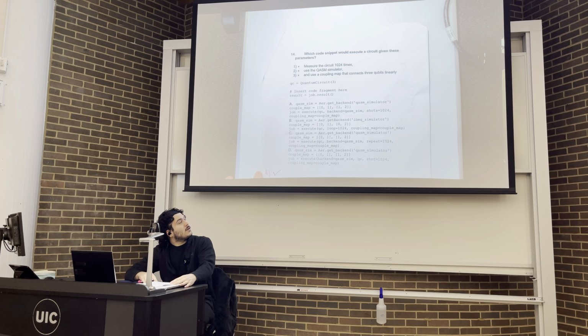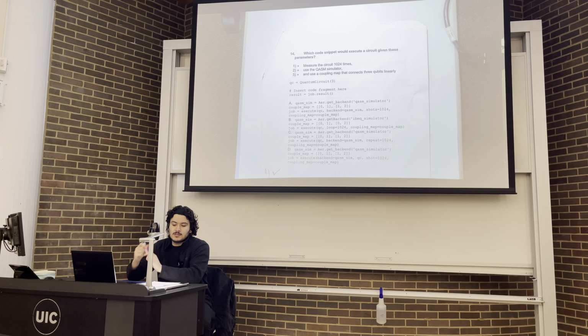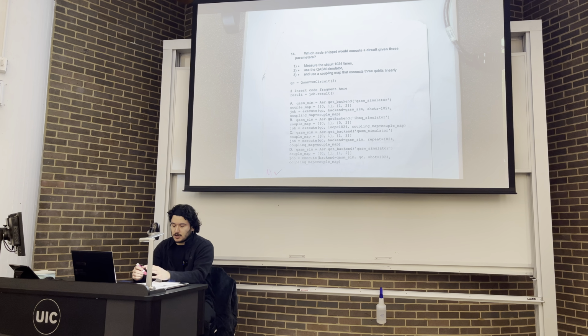Okay, question 14. Which code snippet would execute a circuit given these parameters? Measure the circuit 1,024 times, use the chasm simulator, and use a coupling map that connects 3 qubits linearly. So the most important things for this question are going to be the syntax for the execute method, which we'll pull up in a second, and also the coupling map is like the final stumbling block that some people might get caught up on. So it's the syntax for the execute function that kind of makes or breaks this question.